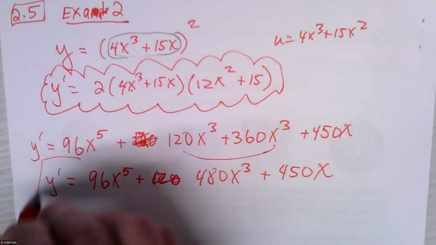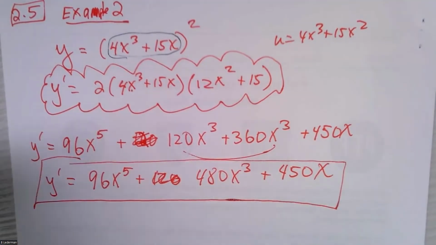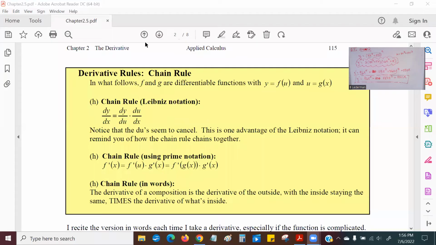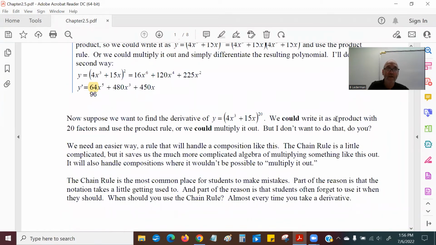And this here is the exact same answer that we got. In fact, let me just show you. This is the same answer that we just got in the textbook. Let me show you my screen. Hopefully you can see it. Let me show you the right camera here. So this was the same answer we just got: 96x to the fifth plus 480x to the third plus 450x. You see, we got the exact same answer. So this stuff really works.